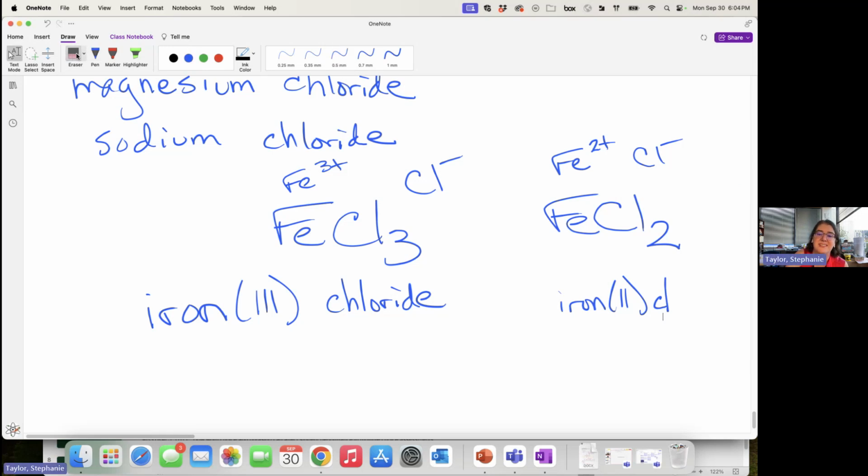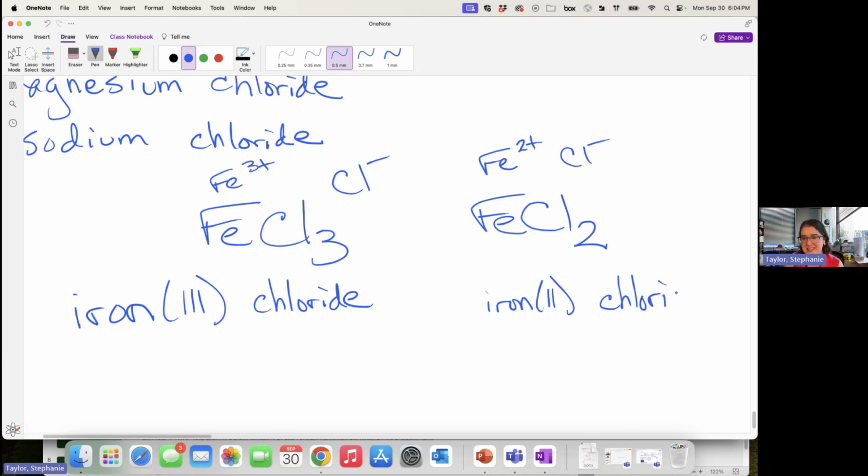In a perfect world, there is no space between the iron and the Roman numeral, but there is a space between the chloride. When you handwrite it, you know, you're just doing your best.